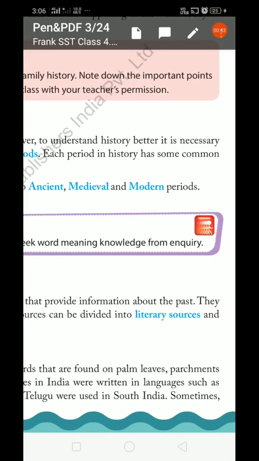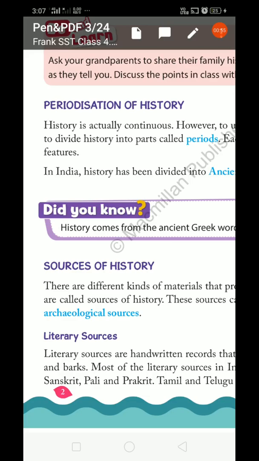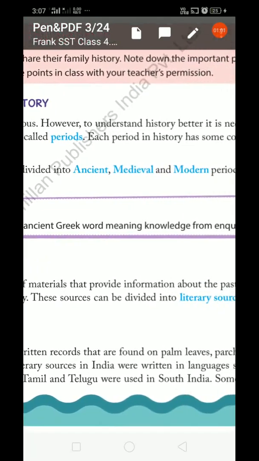Each period in history has some common features. In India, history has been divided into 3 periods: ancient, medieval and modern period.